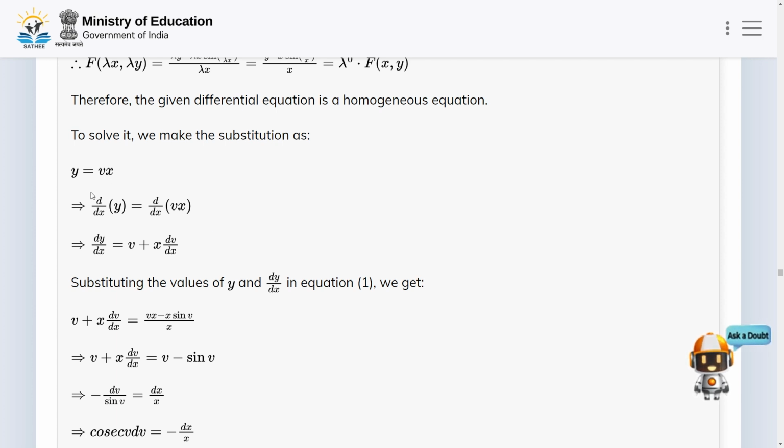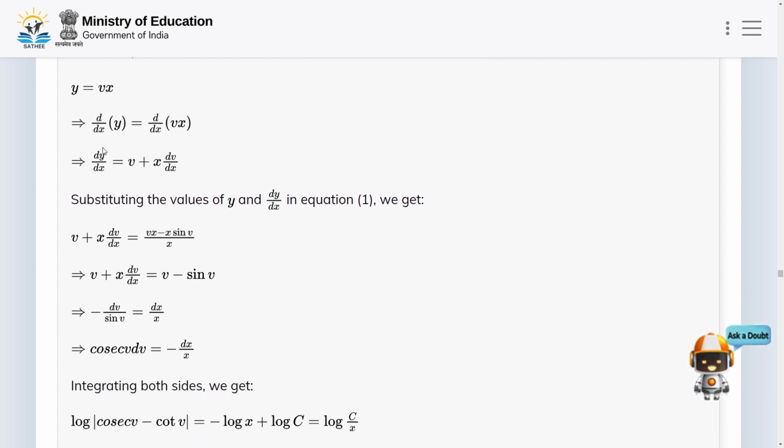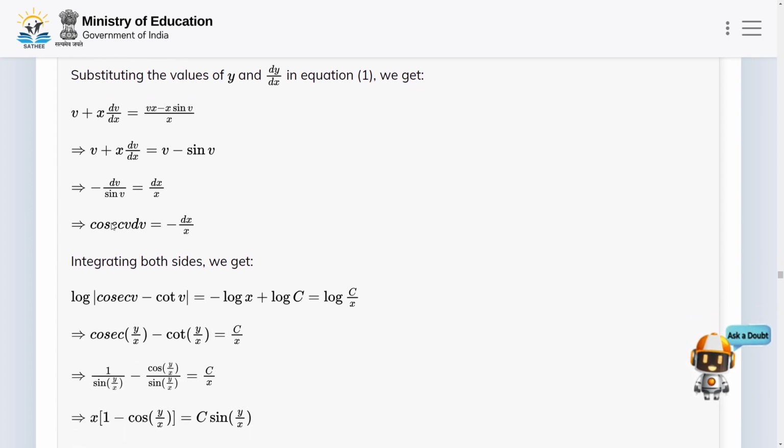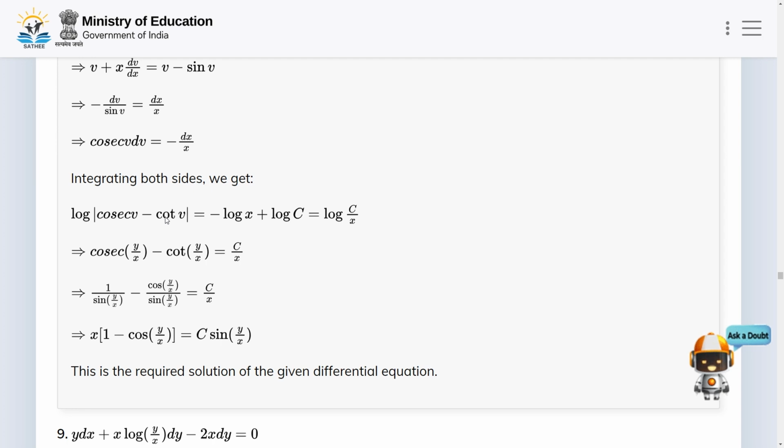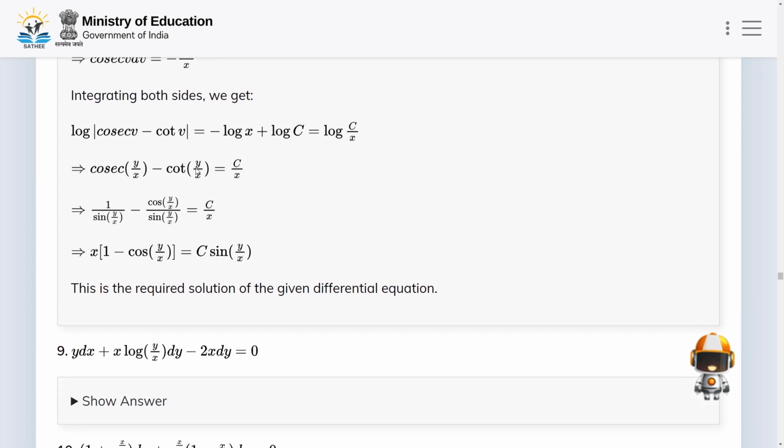Substitute y is equal to vx. You will have dy by dx is equal to v plus x dv by dx. After making these substitutions and a rearrangement of terms, you will have cosec v dv is equal to minus dx by x, and you know the direct integration for both of the sides. Log of cosec v minus cot v is equal to minus log x plus log c. Applying the log properties, you will have cosec y by x minus cot y by x is equal to c by x. We also replace v by y by x, so your general solution will be in this form.